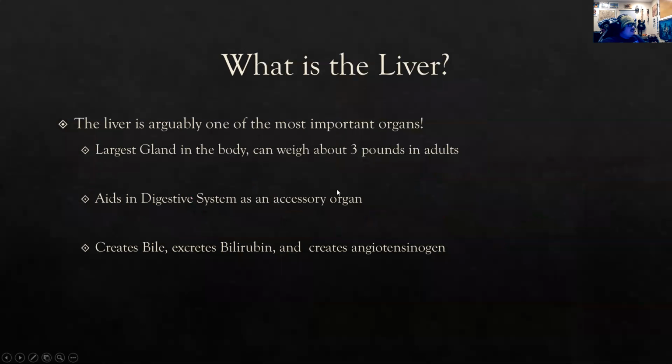All right, so what is the liver? That's arguably one of the most important organs in the body. The liver is the largest gland in the body, other than probably your skin, right? Because your skin is an integumentary gland. It can weigh about 3 pounds in adults. It aids in the digestive system as an accessory organ, and it creates bile, it excretes bilirubin, and it also creates angiotensinogen. So these are just a couple brief things that the liver does.